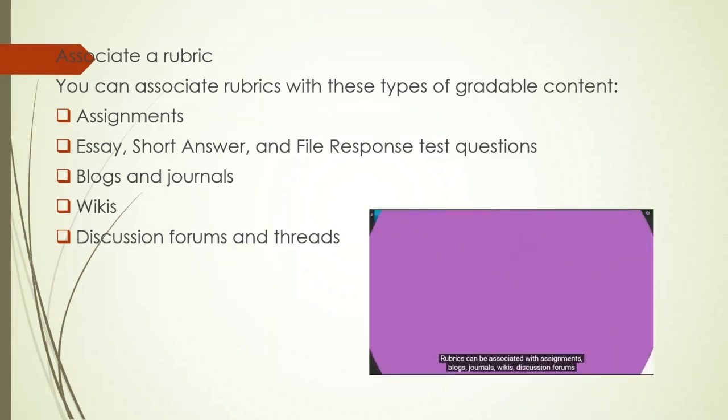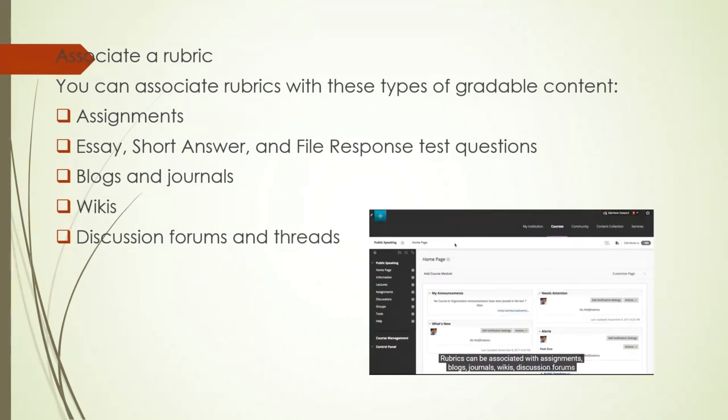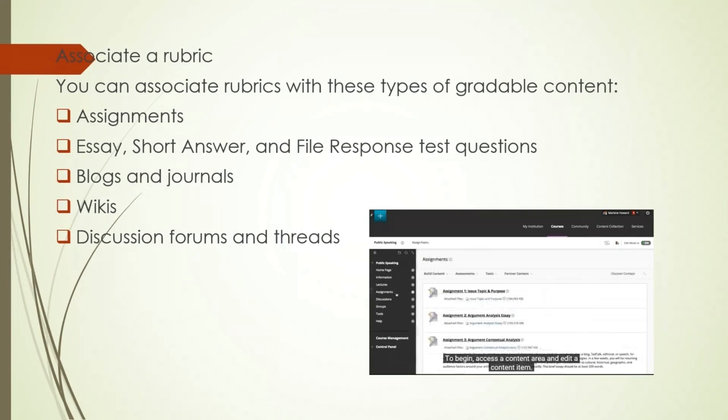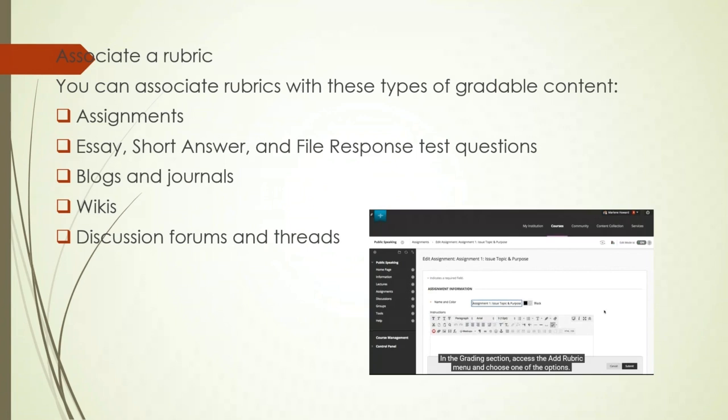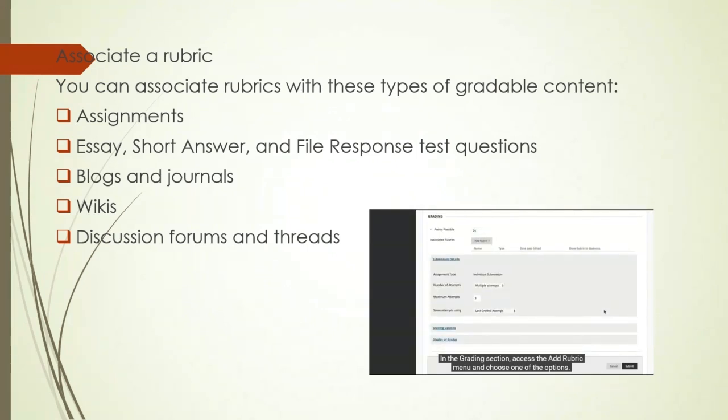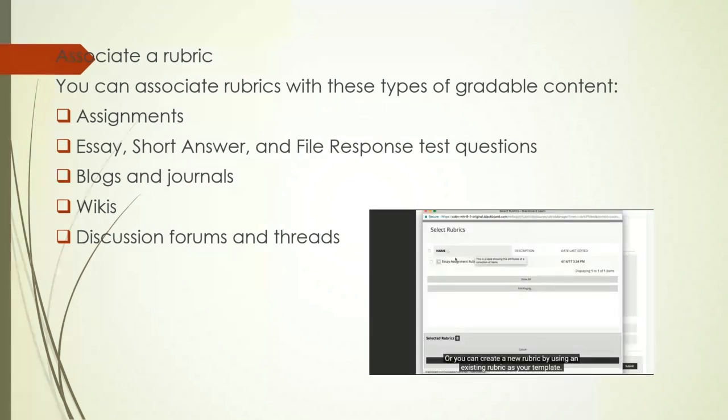You can associate rubrics with gradable content items. Rubrics can be associated with assignments, blogs, journals, wikis, discussion forums and threads, and essay, short answer, and file response test questions. To begin, access a content area and edit a content item. In the grading section, access the Add Rubric menu and choose one of the options. You can select a rubric from those you've already created. You can create a new rubric, or you can create a new rubric by using an existing rubric as your template.